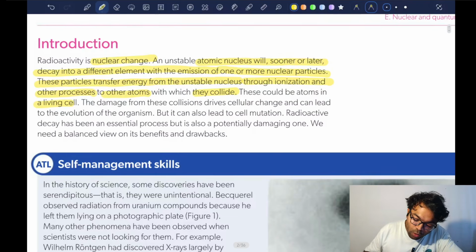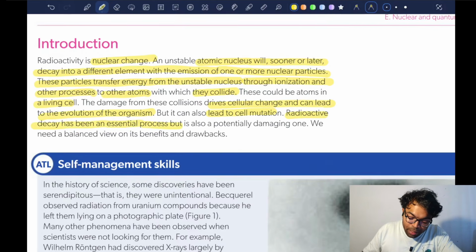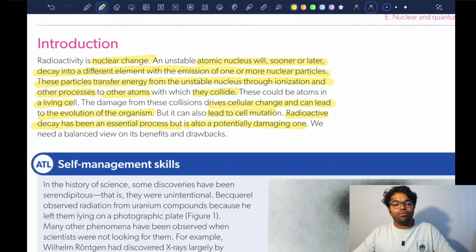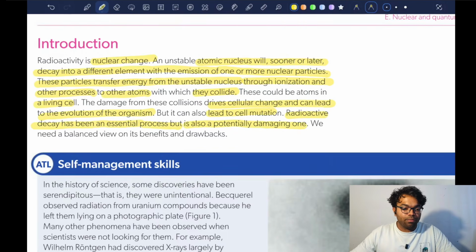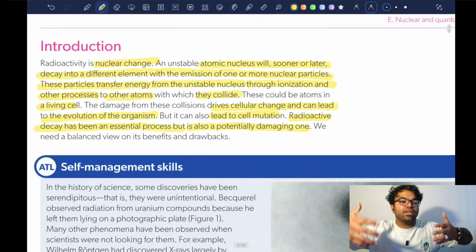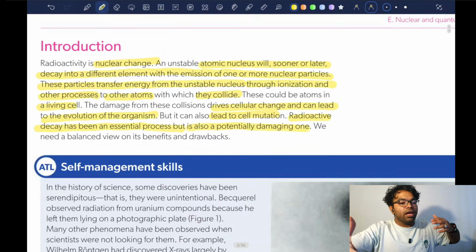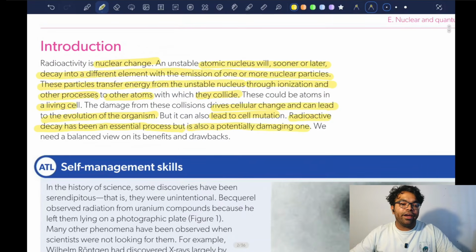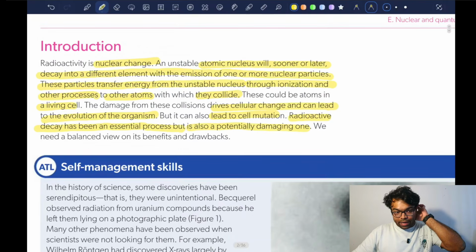The damage from these collisions drives cellular changes and can lead to evolution of organisms, but it can also lead to cell mutations. Radioactive decay has been an essential process, but it is also a potentially damaging one. For example, when Bruce Banner was trying to protect his research partner or girlfriend in that movie, he placed himself between her and the gamma radiation, so he absorbed a lot of gamma radiation. Ideally speaking, if a person absorbs that much gamma radiation, he only has hours to live. Within hours he should die. That's what they're trying to say.